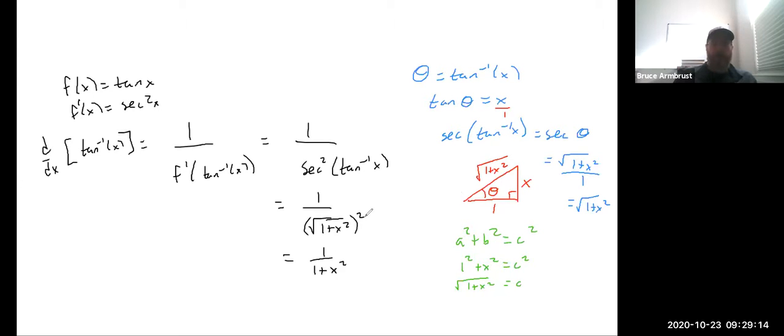The calculus steps, I mean, there were two of them. The calculus steps were right here when we differentiated tangent, and right here when we did the derivative of the inverse tangent is the reciprocal of the original derivative. That's it in terms of the calculus. The rest of it was trig to simplify.